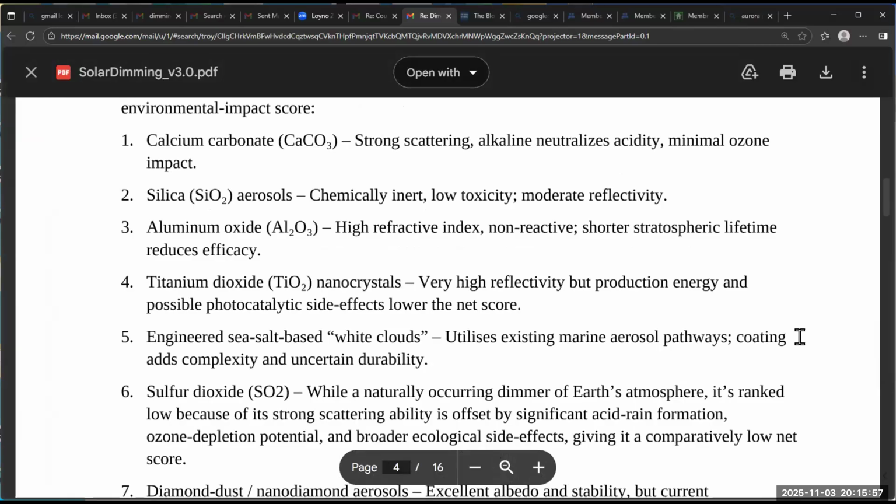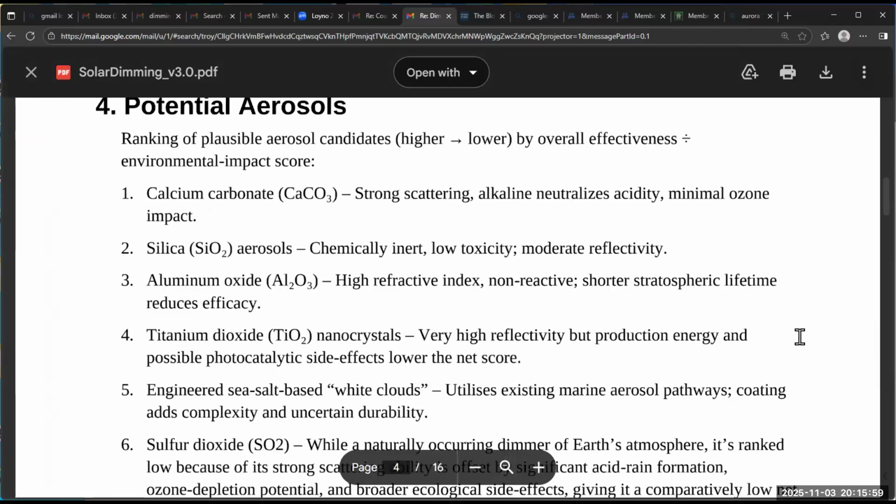Okay, great. So I rank them by more or less the best mixing, or mixing is not the best word to choose. At the top of section 4, I talk about how they're ranked. They're ranked from high to low by the overall effectiveness, factoring in environmental impact.